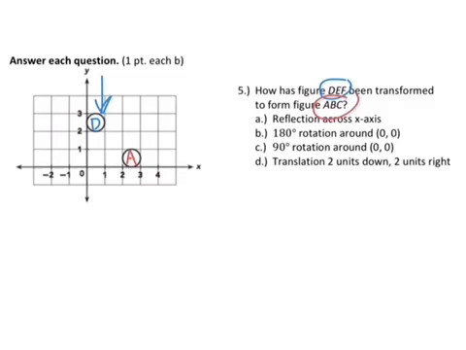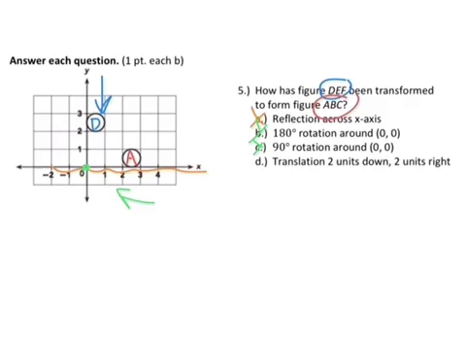So A says that it's a reflection across the x-axis. This is the x-axis, and you can see it did not reflect. So it cannot be A. B is a 180 rotation around the origin, around 0, 0. 180, I don't think so. A 90-degree rotation around 0, 0. That would bring it still in this quadrant right here, so it can't be that one.